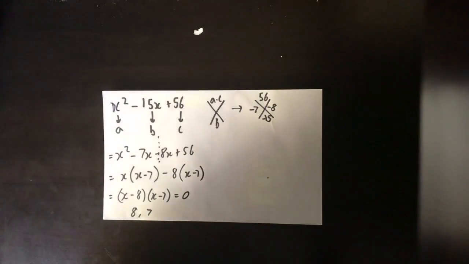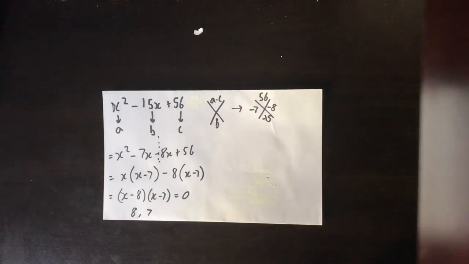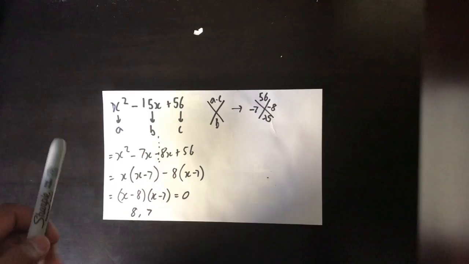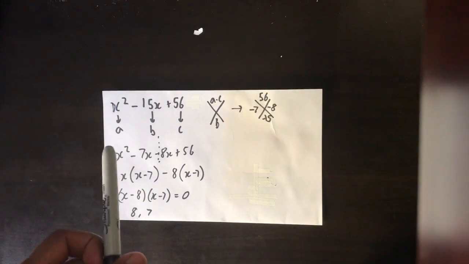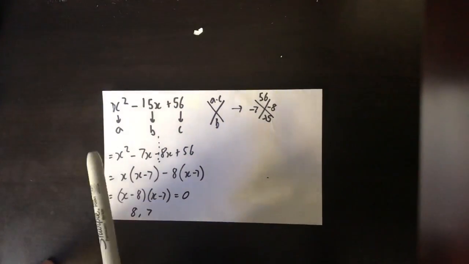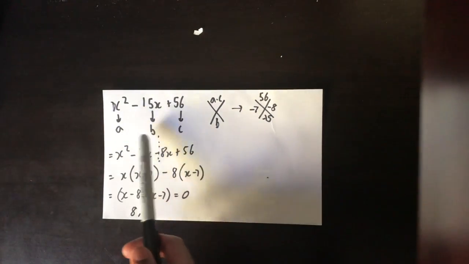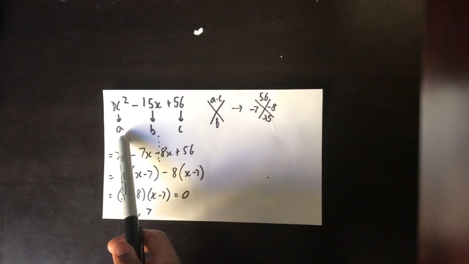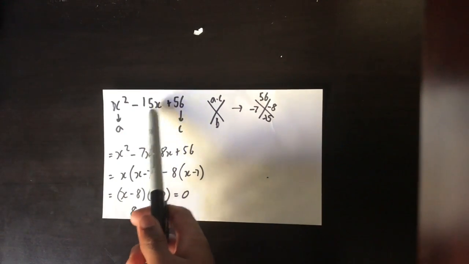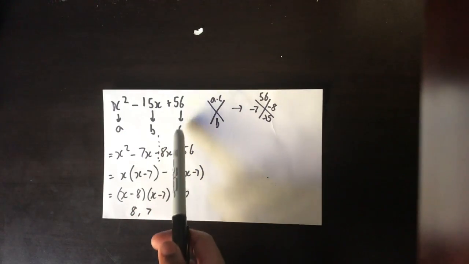Our first example is a basic polynomial expression, x squared minus 15x plus 56. In this instance, it is a quadratic expression. One trick I've learned is to set each of these terms as a, b, and c. So x squared will be a, negative 15 will be b, and 56 will be c.